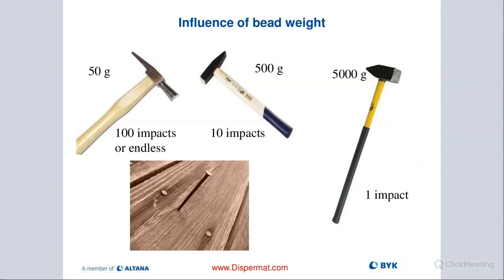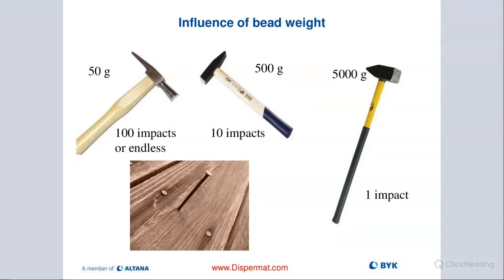Now, this is important, is the influence of our bead weight, right? So if I look at that nail, it's kind of the same thing that's happening when I'm milling. If I take a large bead or large hammer, I drive that nail in with one blow. But if I change the weight of my hammer, it can take me more impacts, right? If I'm reducing the size of my hammer, I can go from one impact to maybe 10 to 100. So the weight is really critical with my kinetic energy.